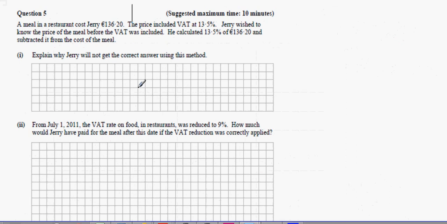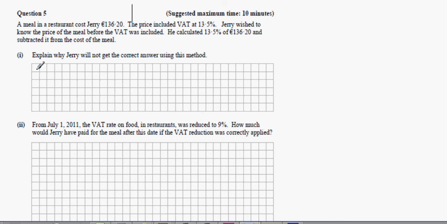A meal at the restaurant cost Jerry €136.20. The price included VAT at 13.5%. Jerry wishes to know the price of the meal before VAT was included. He calculated 13.5% of 136.20 and subtracted it from the total cost of the meal. Explain why Jerry will not get this method correct. Well, we can explain what the correct method is.